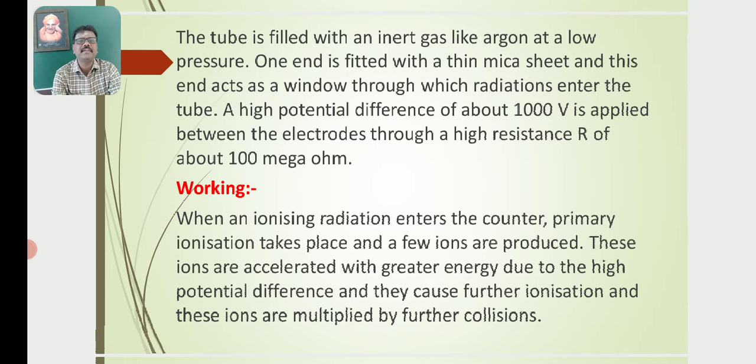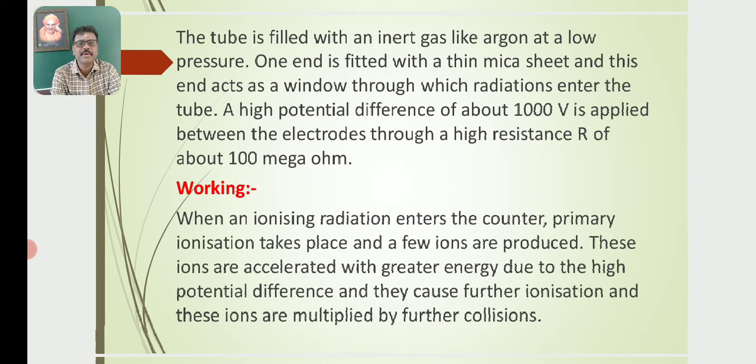The tube is filled with an inert gas like argon at a low pressure. One end is fitted with a thin mica sheet and this end acts as a window through which radiations enter the tube. A high potential difference of about 1,000 volts is applied between the electrodes, between tube and wire, through a high resistance R of about 100 mega ohm.